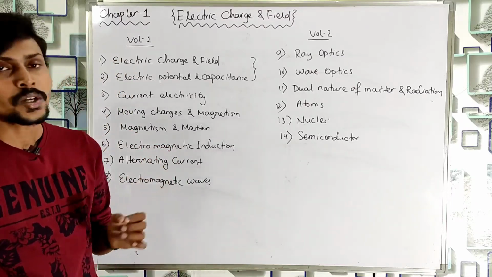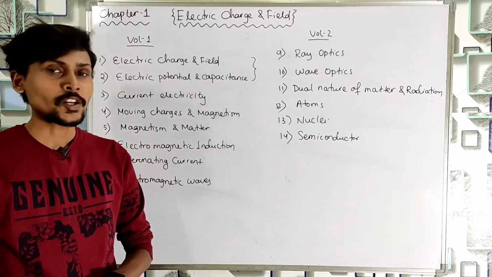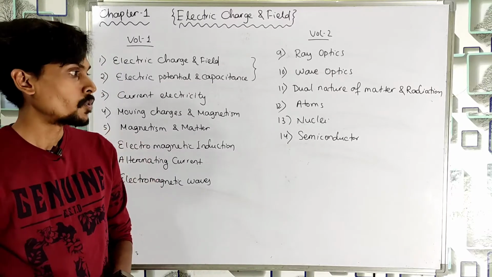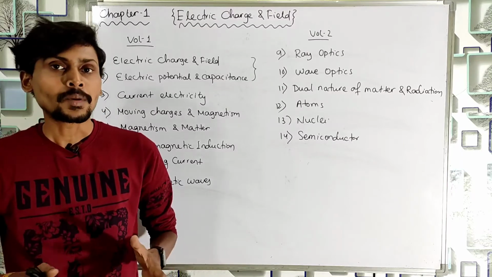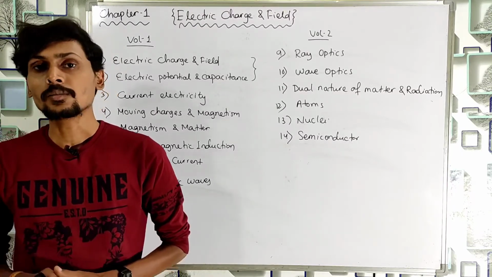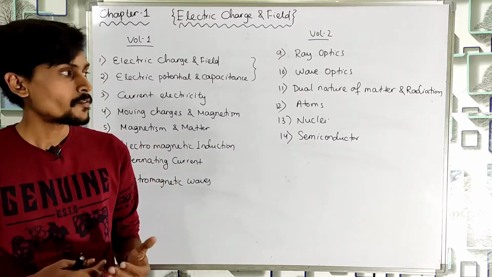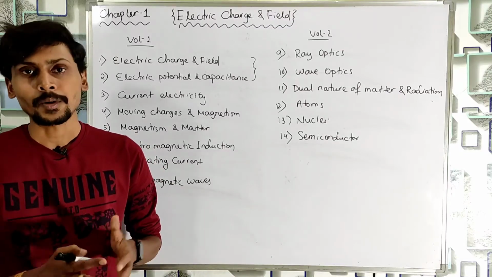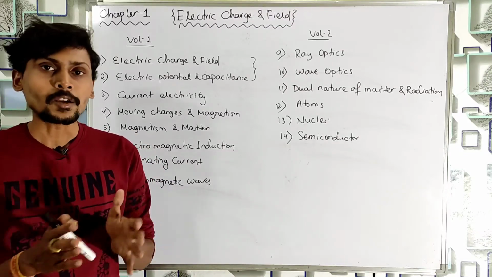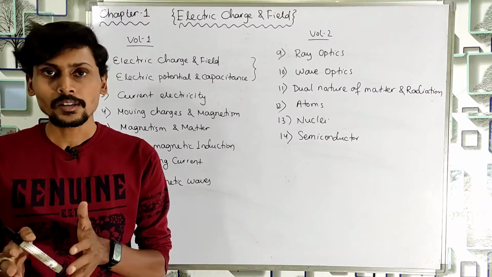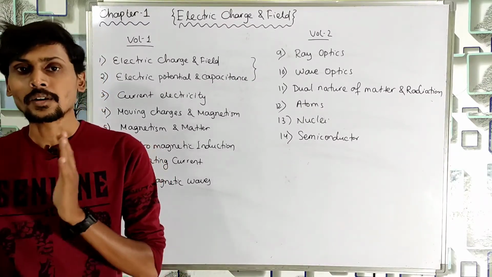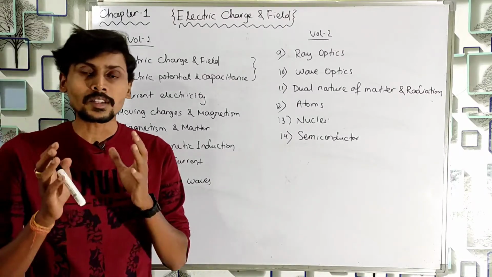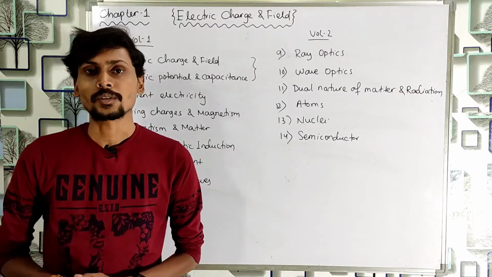And the last chapter is a very interesting one. It is about electronics, and we'll discuss about semiconductors. We know that the materials can be divided into three categories based on their relative values of resistivity or conductivity. So the three categories are metals, non-metals and semiconductors. Metals, insulators and semiconductors. So we'll discuss about semiconductor physics in the last chapter.